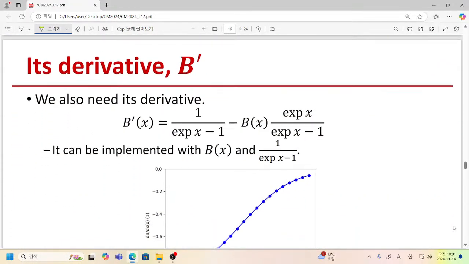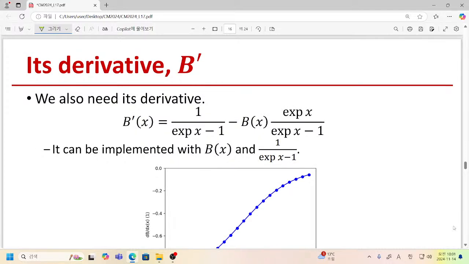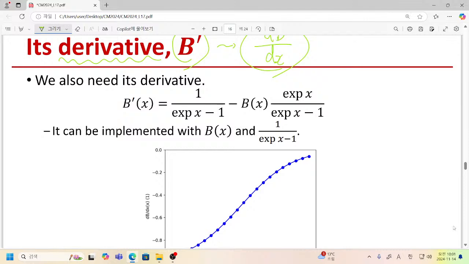And of course, since we are working with the Newton-Raphson method, we need the derivative of this Bernoulli function. So here, Bernoulli function derivative means dB over dx. We need this form too, and it can be given in this form. Of course, you can try many different ways, but I just wanted to reuse the Bernoulli function as much as possible, so you can make it in this way.